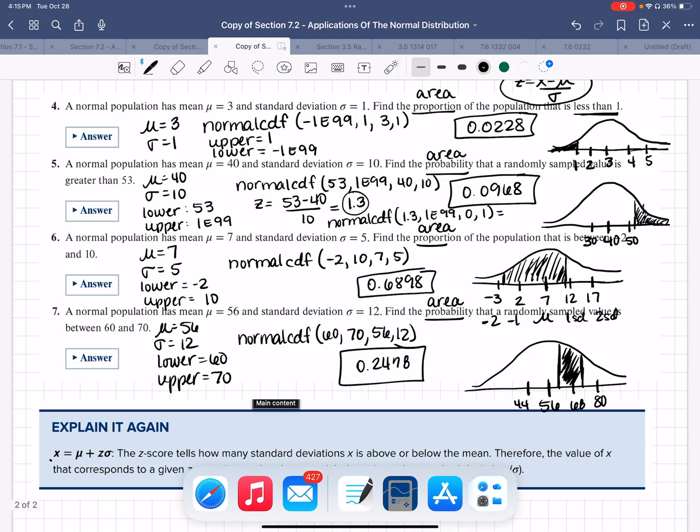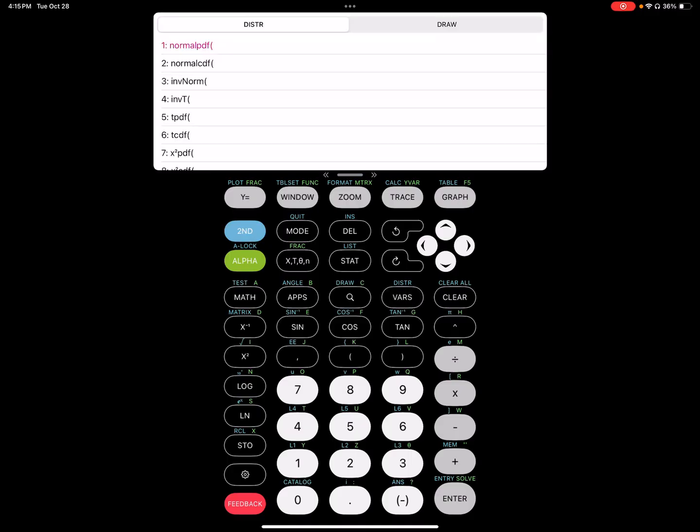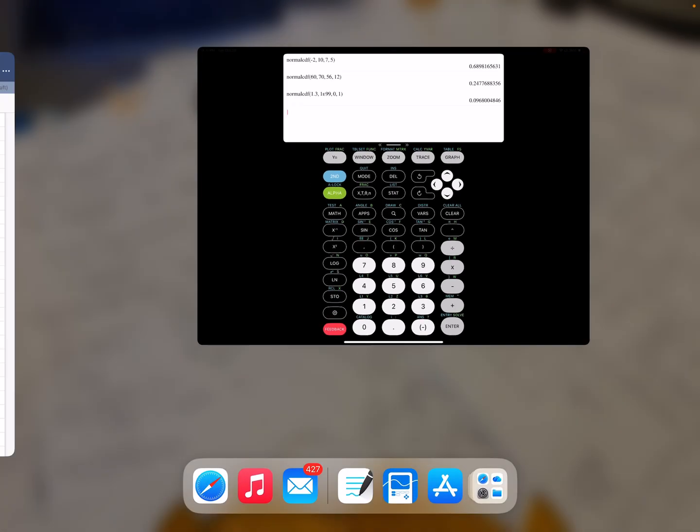So I go over here back to my calculator. If I do second VARS 2, and this time I'm going to treat it like we were before, 1.3 to 1 second E99, comma 0, comma 1. If I put that in the right order, yes, I did. And that gives me the same value that I got with the 0.0968.